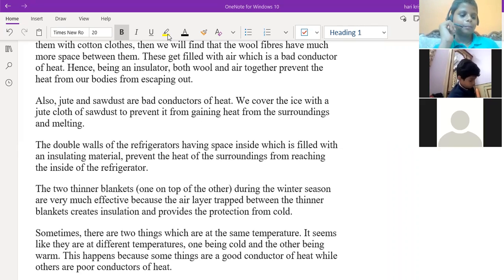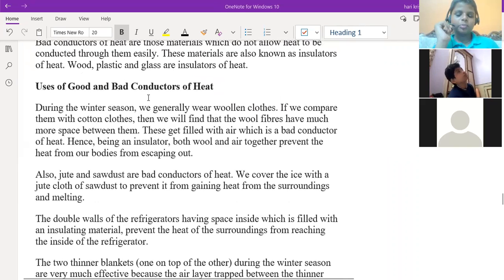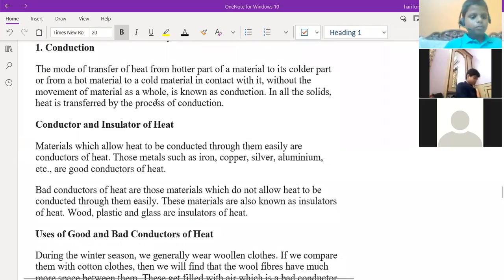So if you have any doubts, you can ask me. Your homework for today is this only. Why are these three methods of transfer of heat very, very important in our nature or the environment? Or we can say, what is the importance of this?